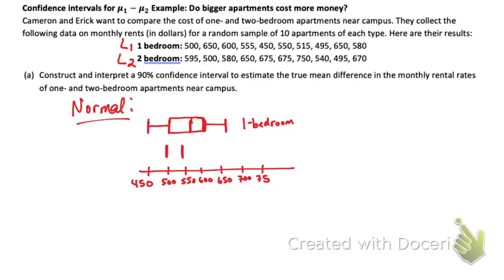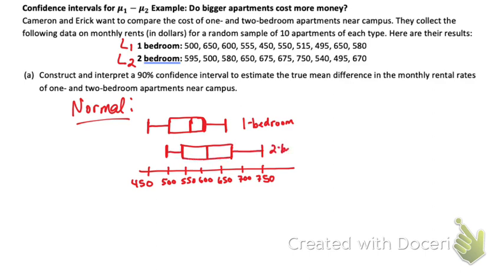622. What's the median? Sure. 650? Wait, no, 622.5. Okay, yes. And then the Q3? 675. And then the maximum? 750. Okay, I'm sorry for this. Y'all were scaring me there for 2 seconds.